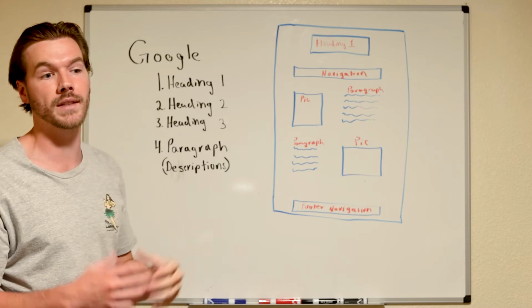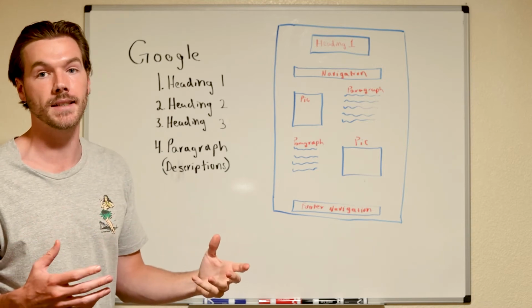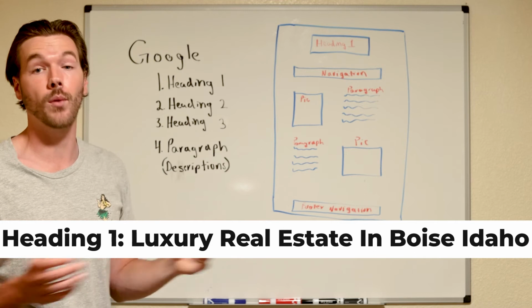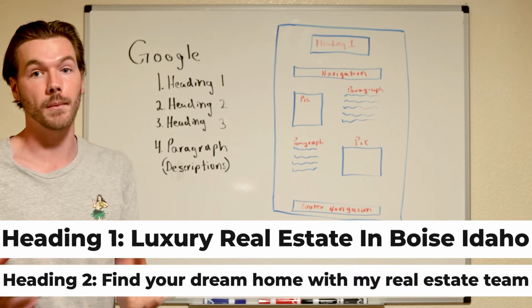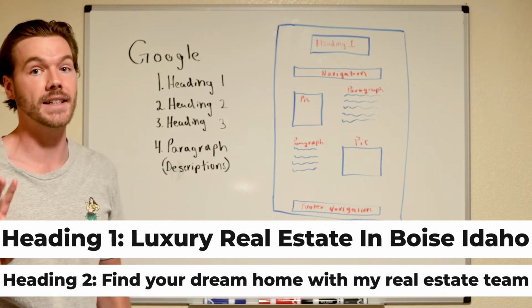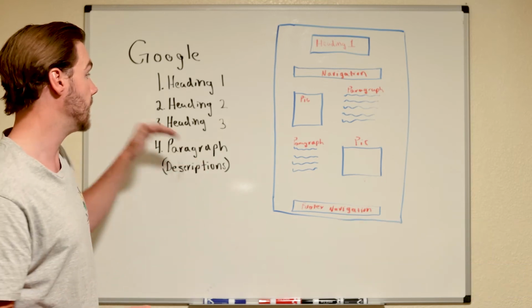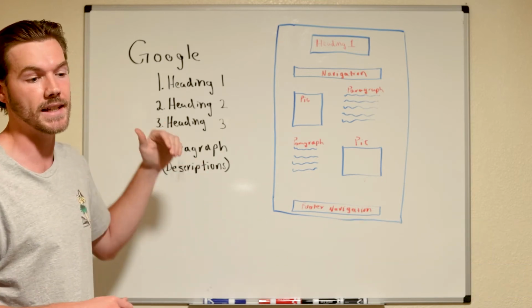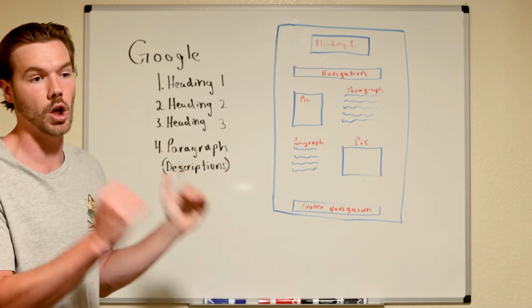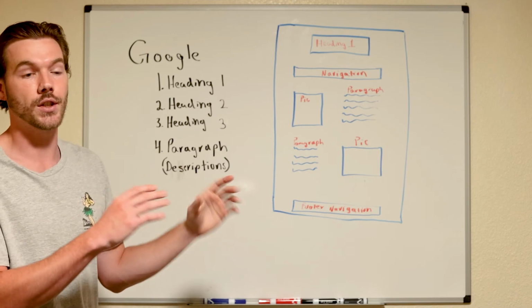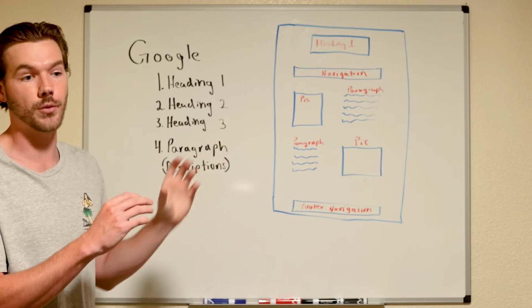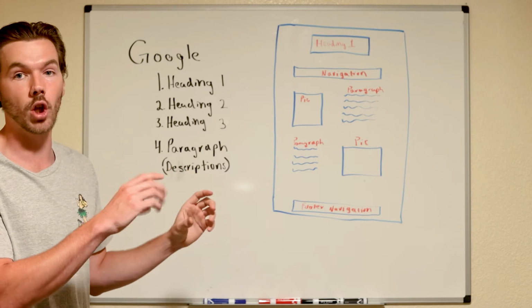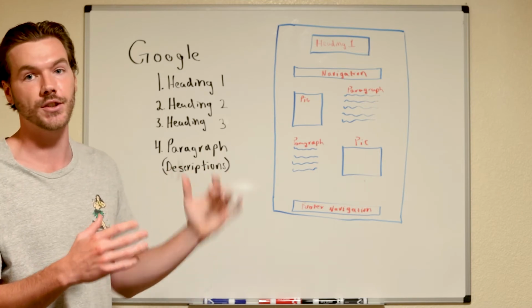So a little bit more of an explanation, typically one sentence. Luxury real estate, Boise, Idaho, find your dream home with my real estate team. That's going to be your heading 2, okay? And then your heading 3 can be anything that you want it to be below. So if your landing page has services, you can use heading 3 to label all of those services, or you can use your heading 2.